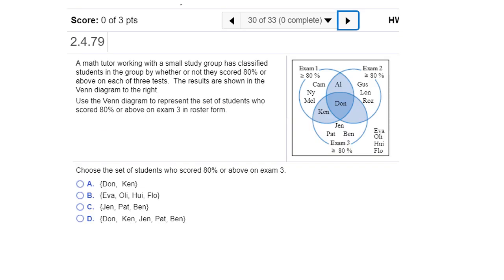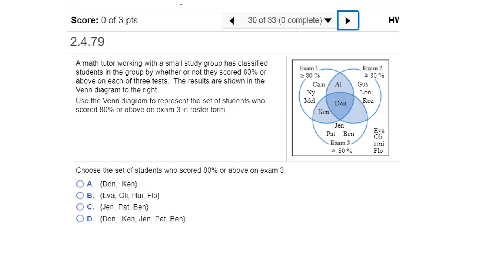Now, in this example, we've had a survey apparently taken of a group, and we were looking at the scores that they made on 3 different tests, and the results are given in this Venn diagram. So we have to use the Venn diagram to answer the question.